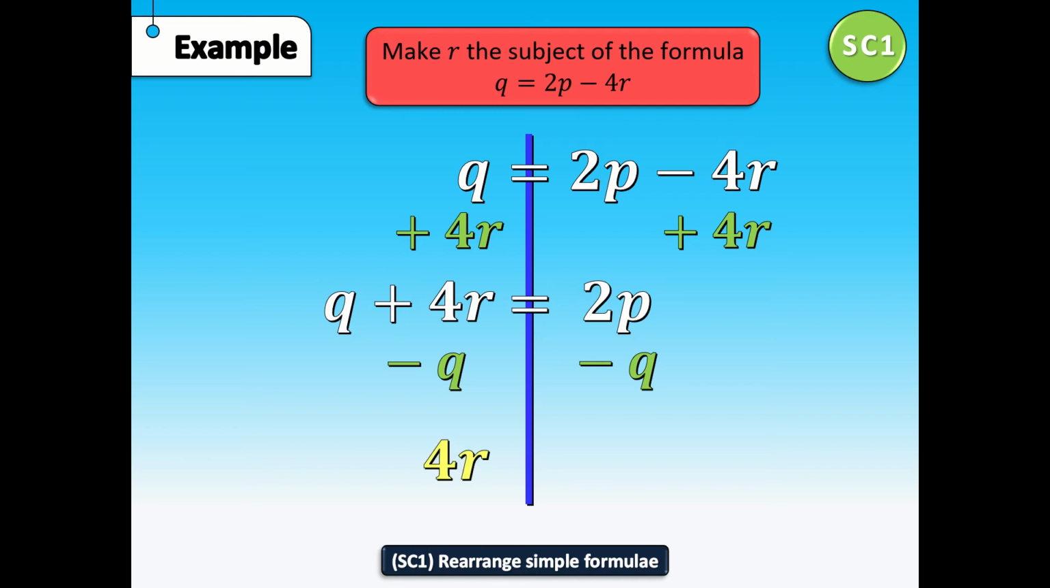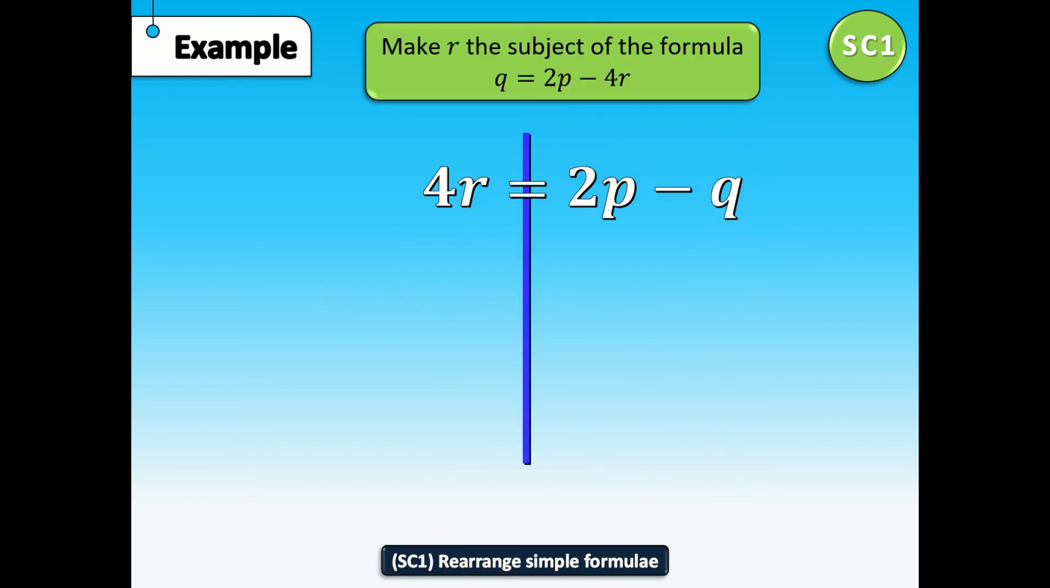That gives us 4r equals 2p minus q. Then to get rid of the 4, we've got to divide both sides by 4. So we have r on its own equals 2p minus q over 4.